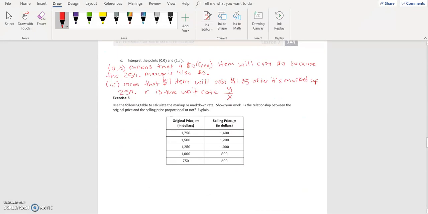Okay, exercise number 5. Use the following table to calculate the markup or markdown rate. Show your work. Is the relationship between the original price and the selling price proportional or not? So calculate the markup or markdown rate. We're going to go back to that in a second. Is the relationship proportional between the original and the selling price? And then explain. So let's remember tables. X and Y. We do the Y divided by the X, and if it is the same, if it has a constant, it's proportional.